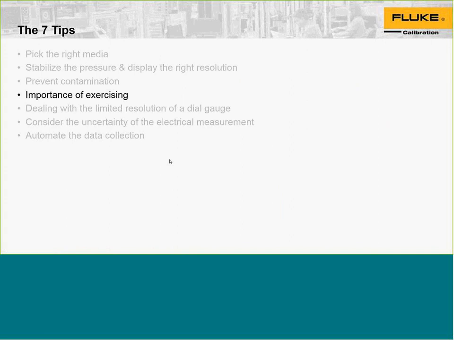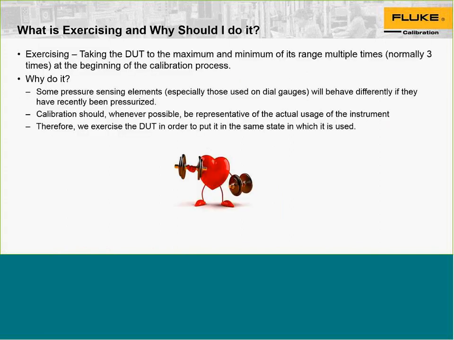Okay, exercising. And why should I do it? This is especially important when calibrating traditional dial gauges. Actually, the process is taking the device under test to the maximum and minimum of its range multiple times. The normal number is 3 times. It is done at the beginning of the calibration process.